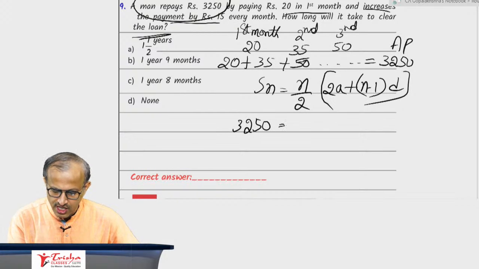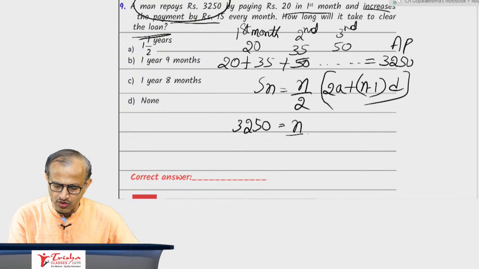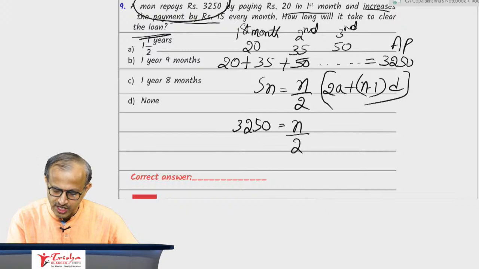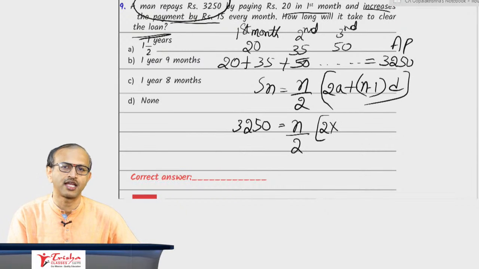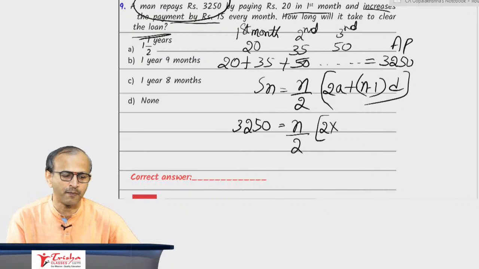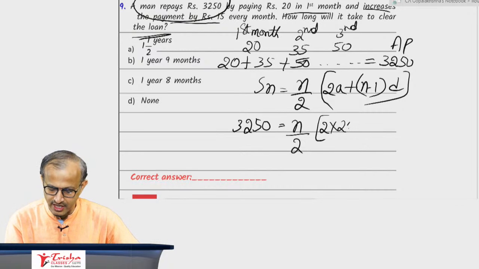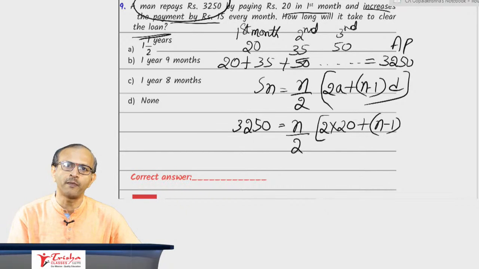3250, N by 2, don't know. No need to solve, substitution. 2 into, what is the value of A? First letter, first number, 20. Plus N, you don't know, don't worry. D, common difference.